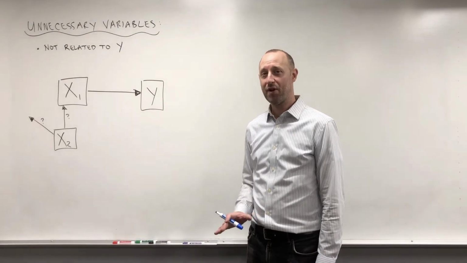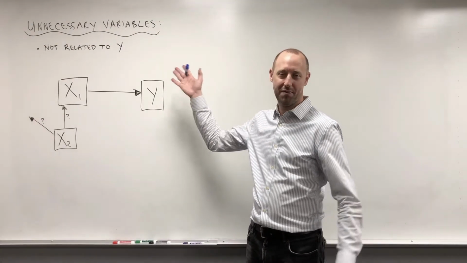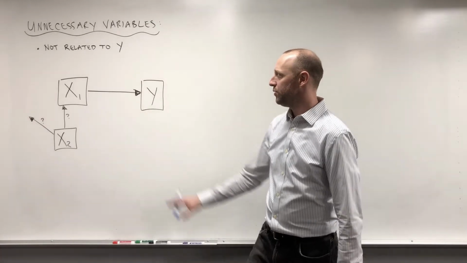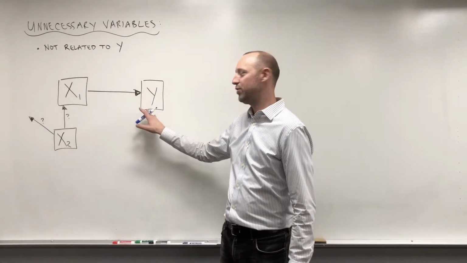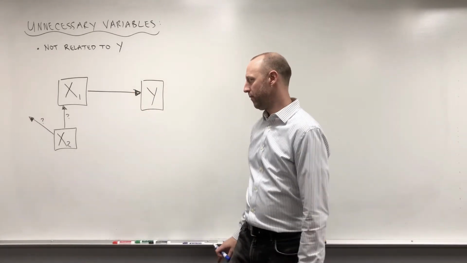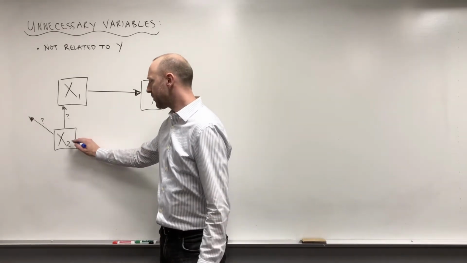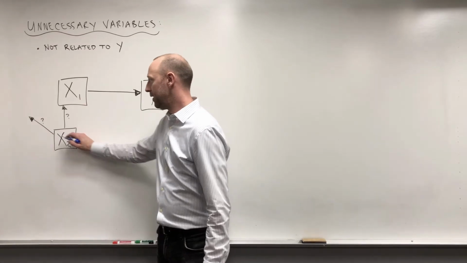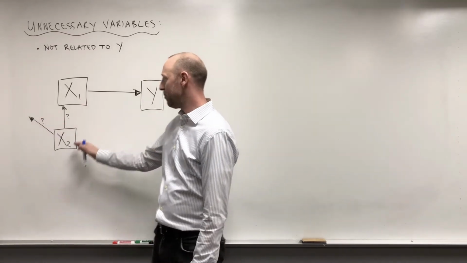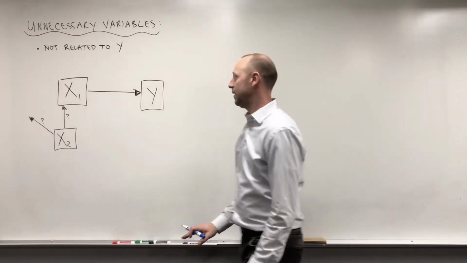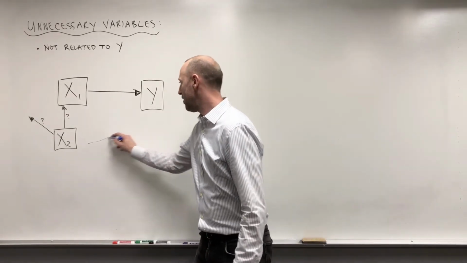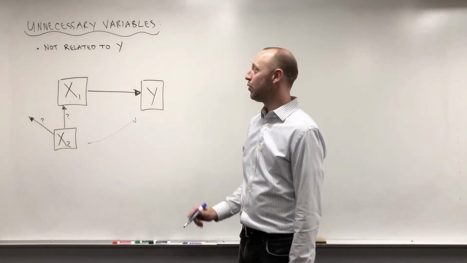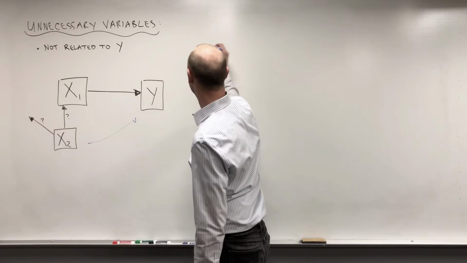Now, the final type of variable that I want to talk about are just unnecessary variables. So these are variables that are not related to y or outcome in any way. So this variable, I'm going to call it x2. It might be associated with x1. It might not be associated with x1 at all. It might just be associated with something else. If it is not associated with the outcome, we're not going to need to include it.